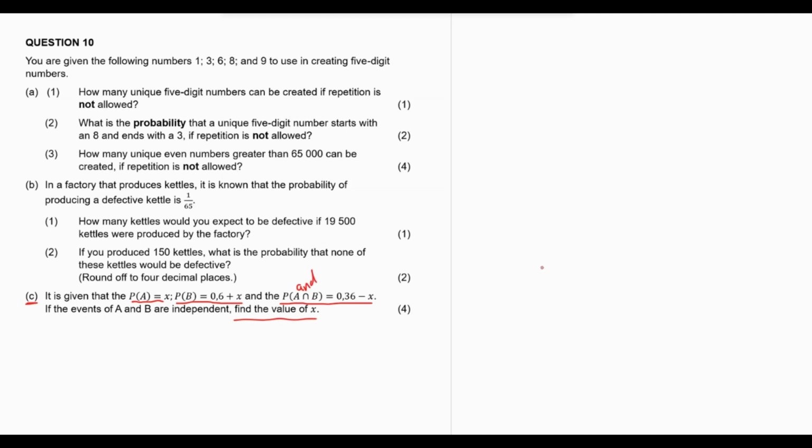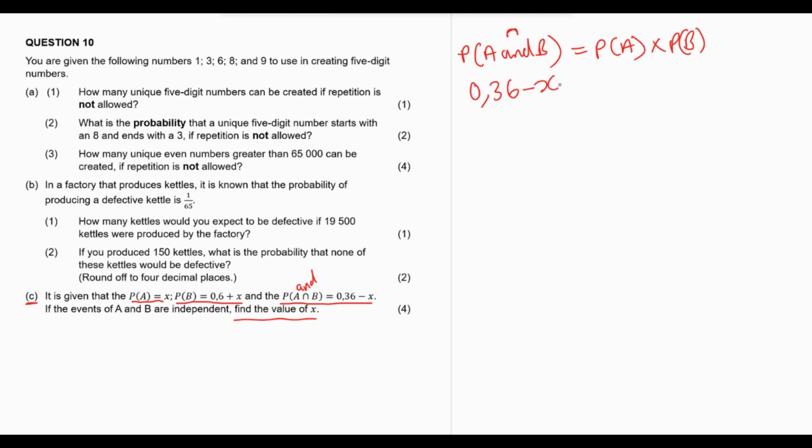We know that for independent events we have the multiplication rule, which says probability of A and B, remember this is also intersection, is equal to probability of A times probability of B. If the events are independent, then probability of A and B is equal to probability of A times probability of B.